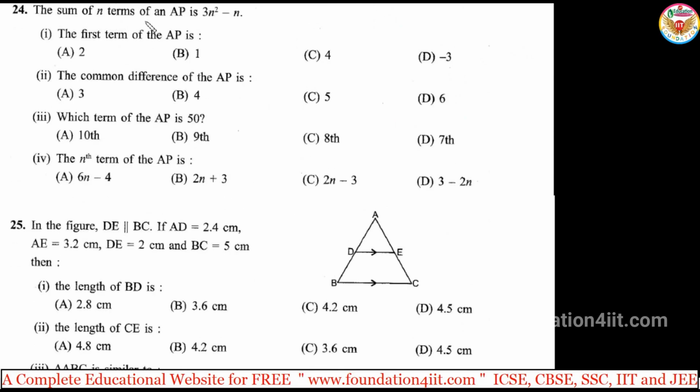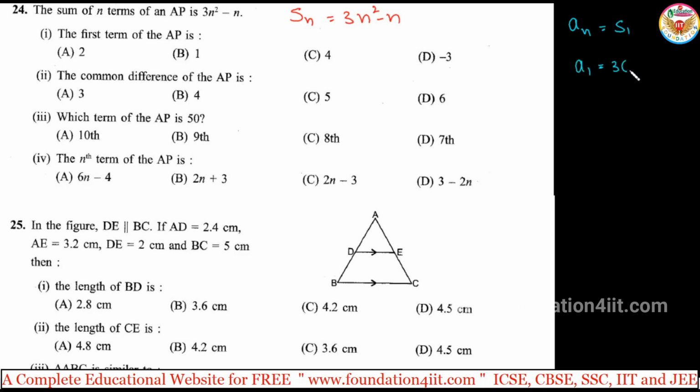The sum of n terms of an AP is 3n square minus n. So the sum of n terms, Sn, is given. Sn is 3n square minus n. The first term of the AP is nothing but just S1. S1 is equal to A1, both are the same. So A1 is nothing but the sum of the first term, that is only the first term itself. In the place of n, 1, you can substitute 3 into 1 square, so 3 minus 1, that is 2. So first term is 2.